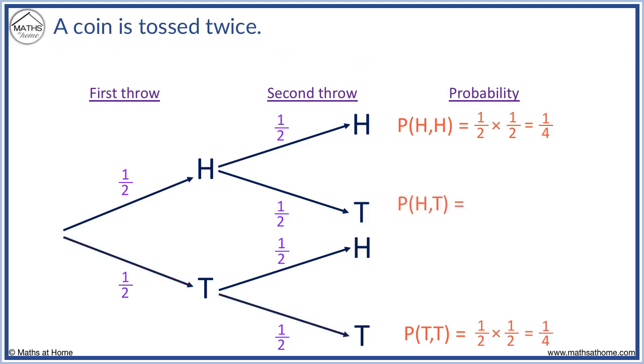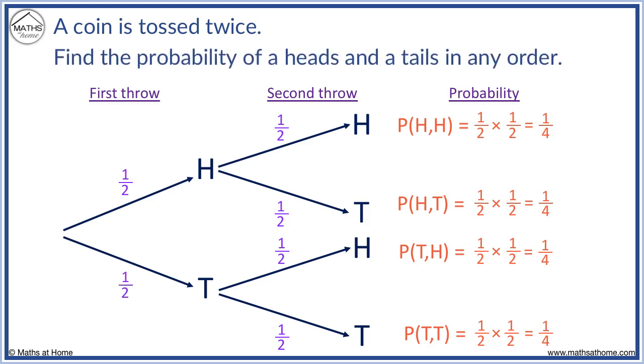We can find the probability of heads, then tails. Again, we have 1/2 times 1/2, which equals 1/4. The probability of tails, then heads is also 1/2 times 1/2 equals 1/4.